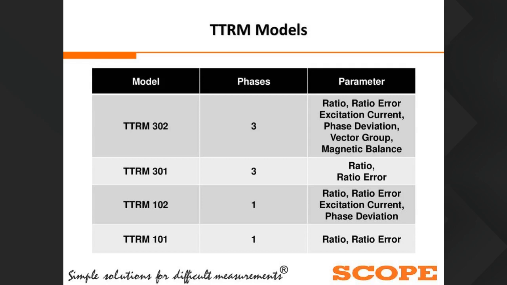With the help of TTRM 302, we can easily find out transformer turns ratio, voltage ratio, transformer ratio error, excitation current, phase angle deviation, vector group detection, with an automatic vector group detection facility, and then the magnetic balance test. Similarly, TTRM 301 and 101 are for ratio and ratio error detection, and 102 is for ratio error, excitation current, and phase angle of a single phase transformer. So these are the test parameters that we can find out with our various models. Now we will see the importance and need of the different tests, and how we will carry them out with our instrument.